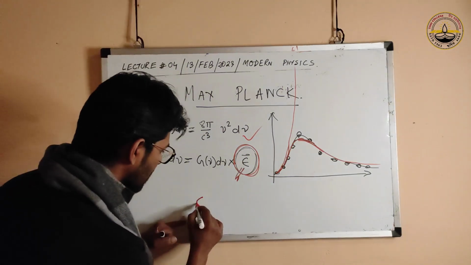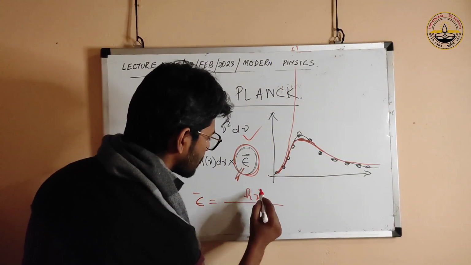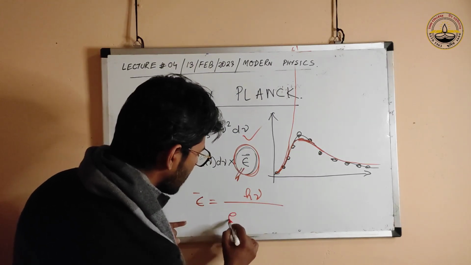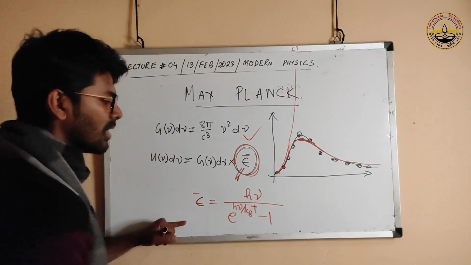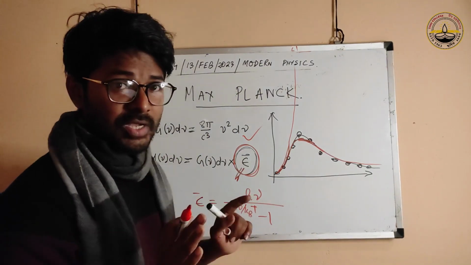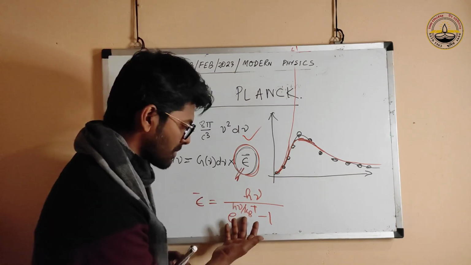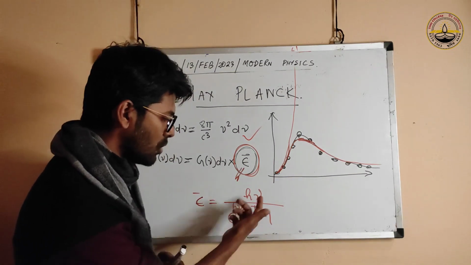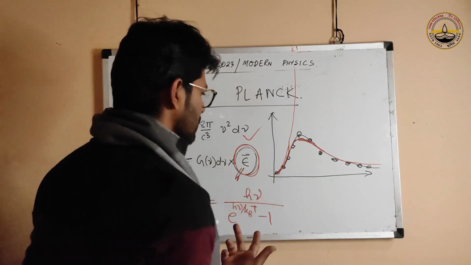He guessed this epsilon bar to be h nu over e to the power h nu over kBT minus 1. But this h is just a constant. You don't know what the value of h is. k B is the Boltzmann constant, T is temperature, nu is the frequency, and fine. But h was just a proportionality constant.